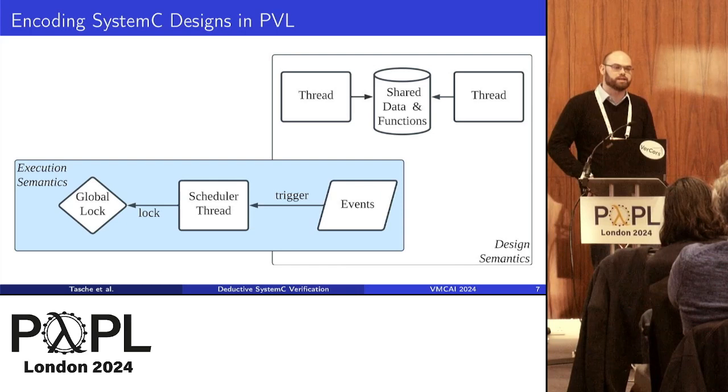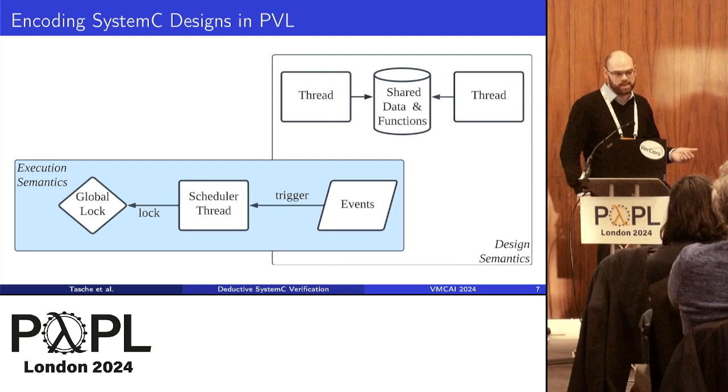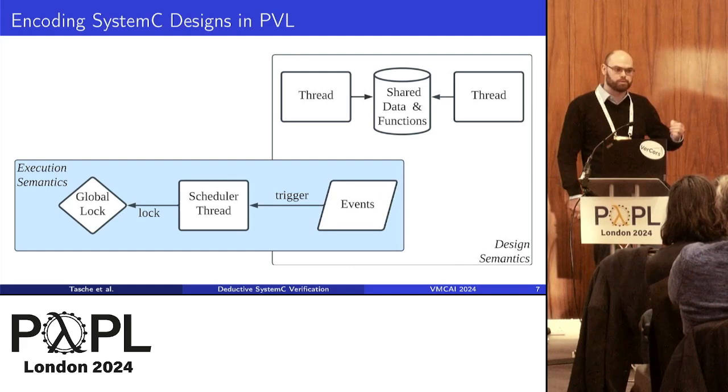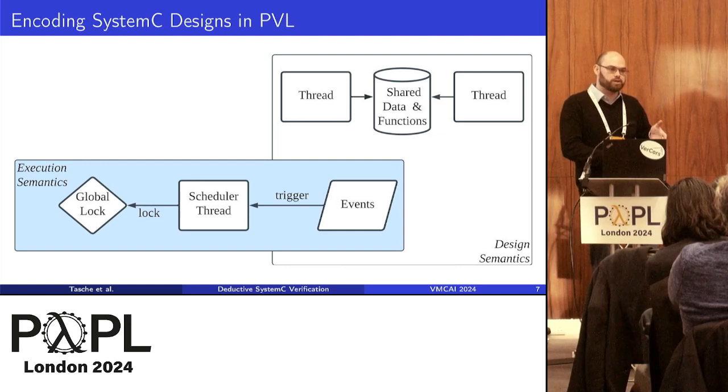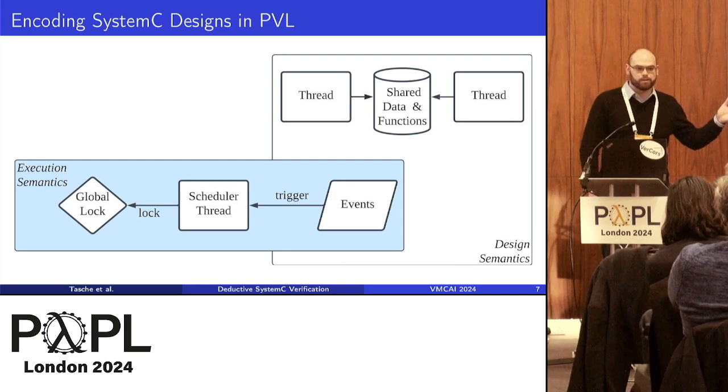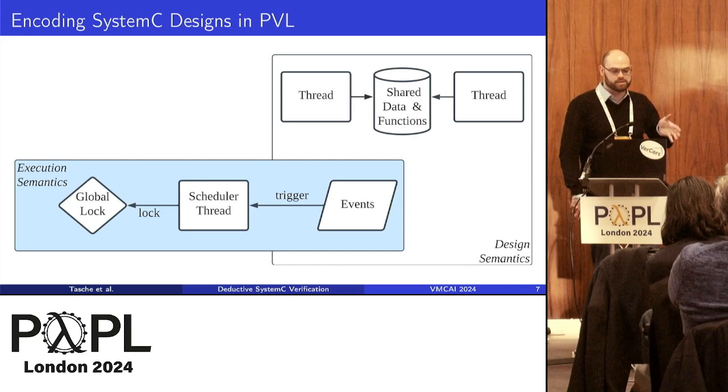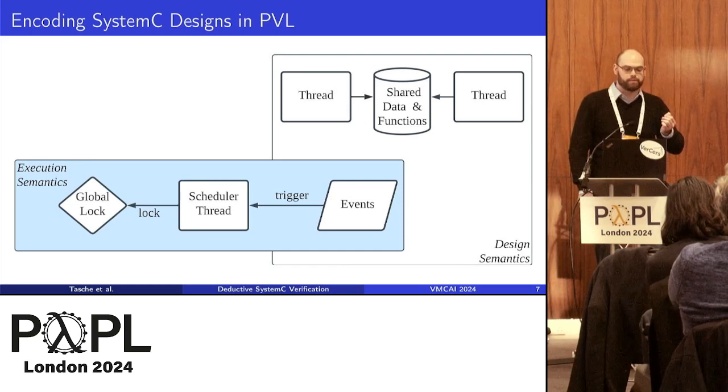SystemC implements its own scheduler, so we implement a scheduler thread that runs in parallel to all the process threads in our design, and which uses some global variables that encode the current state of all the processes and events in the design to encode the event and timing mechanism that SystemC provides. And finally, our encoding also contains a global lock that all threads have to hold to execute, so that just like in SystemC, we have only one process executing at a time.